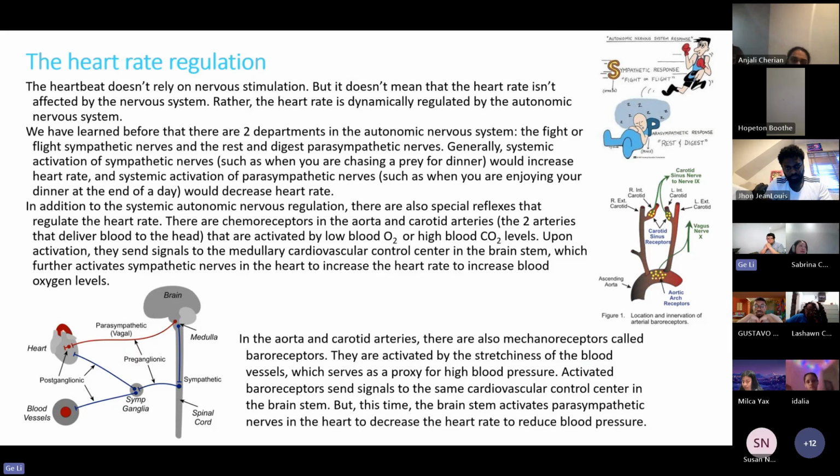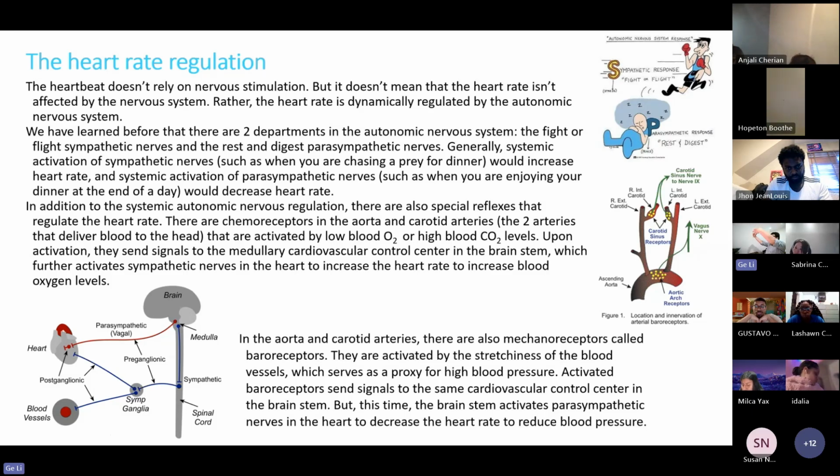We not always can sense the blood pressure. In this sinus, there's also another sensor for blood pressure called the baroreceptor. This is something more important. Baroreceptor, you see the word here. Baroreceptor is a mechanical sensor. For example, I'm a baroreceptor.